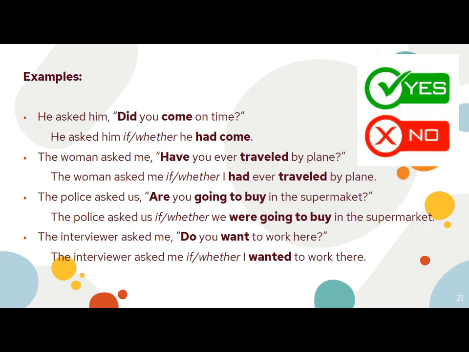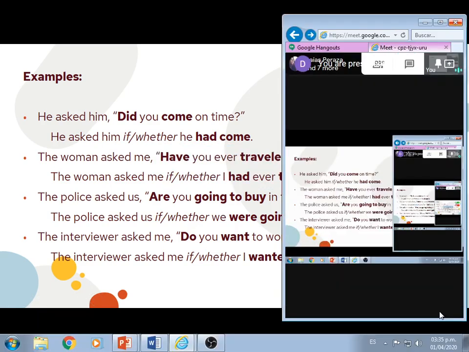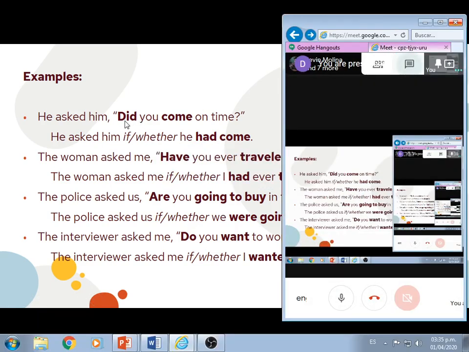Okay, basically that's what you have to take into account, guys. If it is a WH word, we're going to start the sentence by using that specific WH word. But if the question is a yes no question, you're going to start it by having if or whether. Any questions with this piece of information, guys?